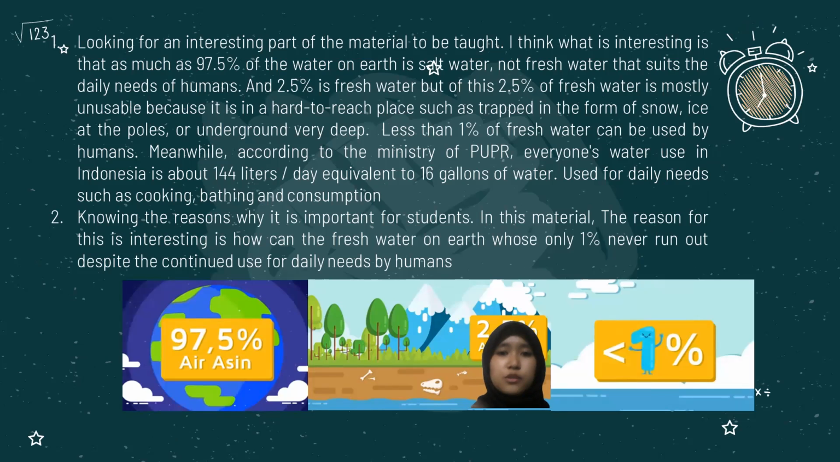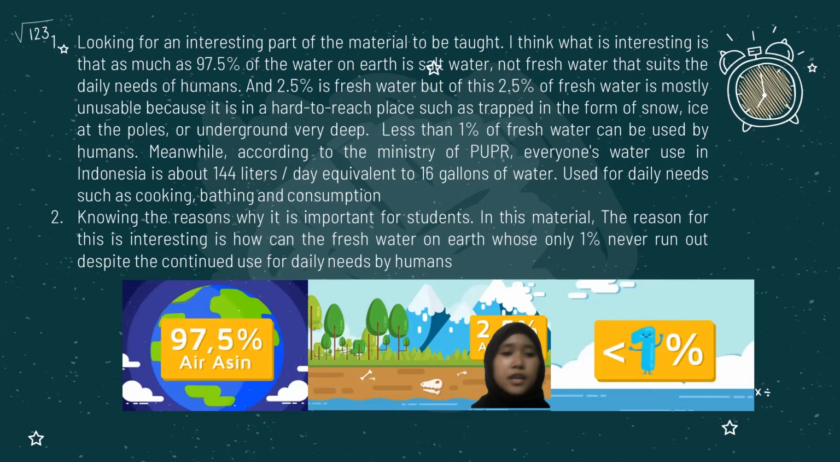But of this 2.5% of fresh water, most is unusable because it is in hard to reach places, such as trapped in the form of snow, ice at the poles, or underground very deep. Less than 1% of fresh water can be used by humans. Meanwhile, according to the Ministry of PUPR, everyone's water use in Indonesia is about 145 liters a day, equivalent to 16 gallons of water, used for daily needs such as cooking, bathing, and consumption.